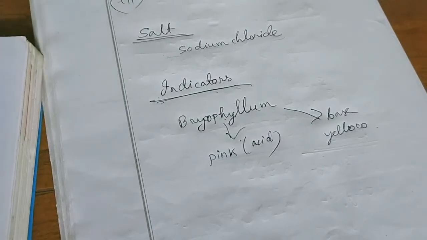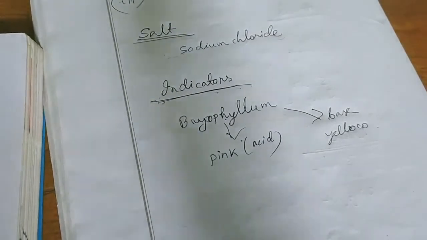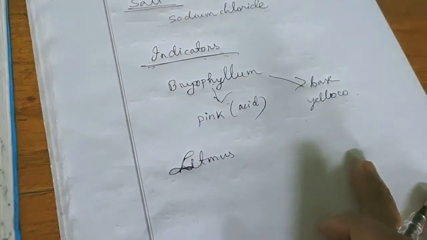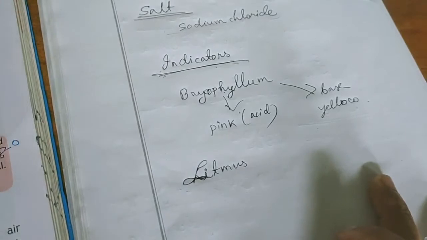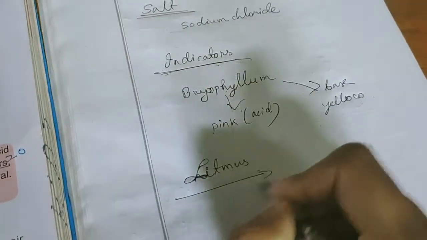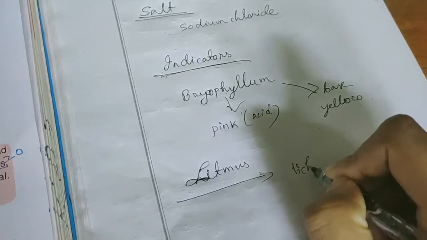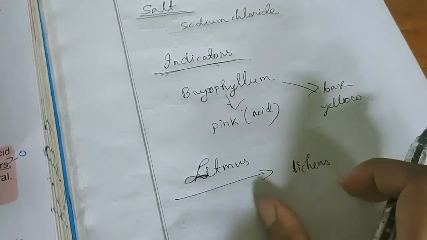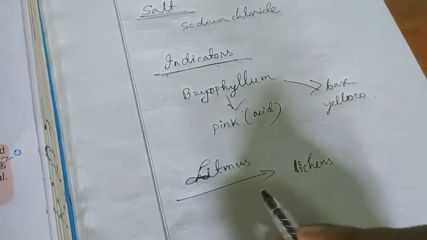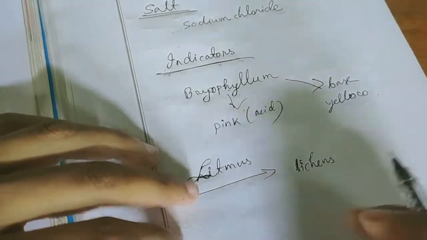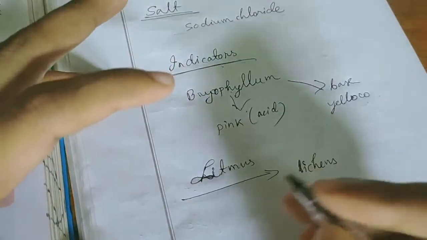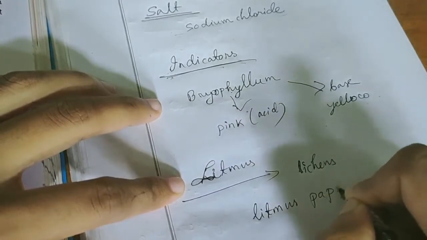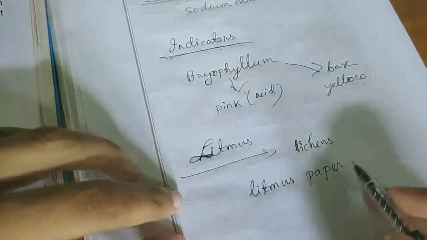Now there are some laboratory made indicators. Now litmus is also another natural indicator. It is obtained from lichens. We have learned about lichens previously. Now from litmus a paper is made, and it is called litmus paper.